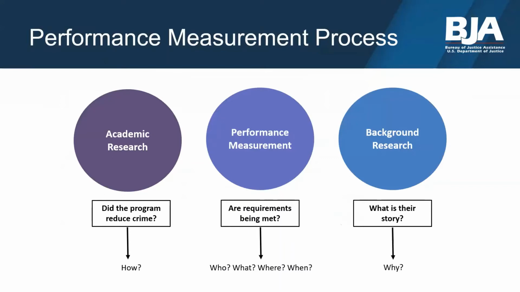Background research, on the other hand, provides us with the context and story of why performance is where it is in a program. For example, if a grantee reported low numbers for the quarter on all of their performance metrics, we wouldn't know why this occurred unless we asked about the context. We may consider questions such as, did program leadership change? Was there a lack of funding? Or did staff go on vacation?